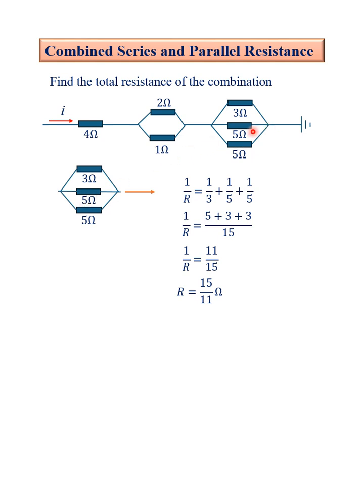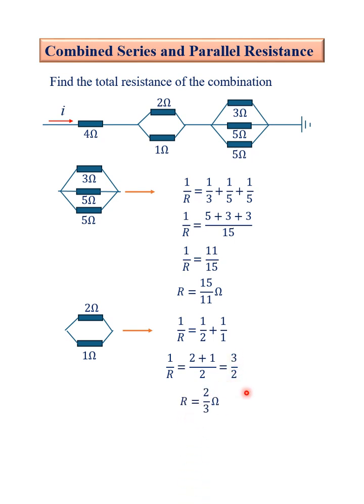Now that we're done with this, we look at this other parallel combination separately. 2 and 1 in parallel gives us 1 over R is equal to 1 over 2 plus 1 over 1. The LCM of 2 and 1 is 2. 2 divided by 2 is 1, and 1 times 1 is 1. 2 divided by 1 is 2, and 2 times 1 is 2. So that 2 plus 1 gives us 3 over 2. And if we find R by inverting this, we also invert the right-hand side, and that gives us R equals 2 over 3 ohms.